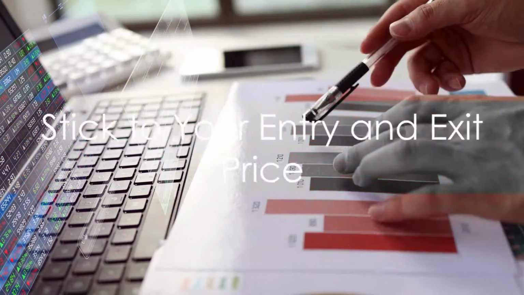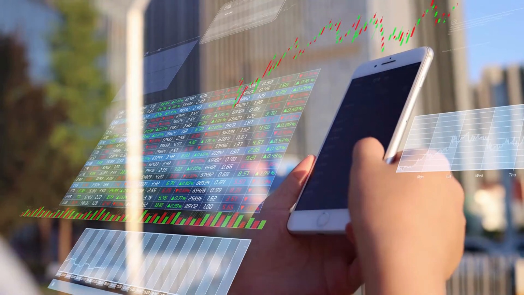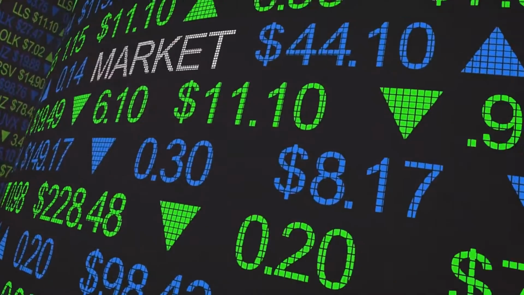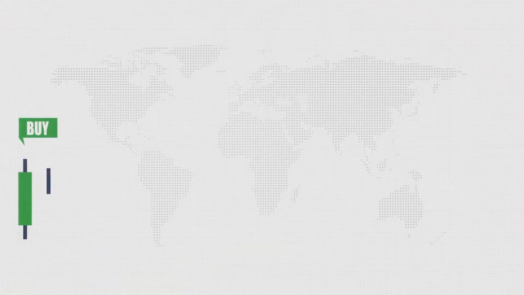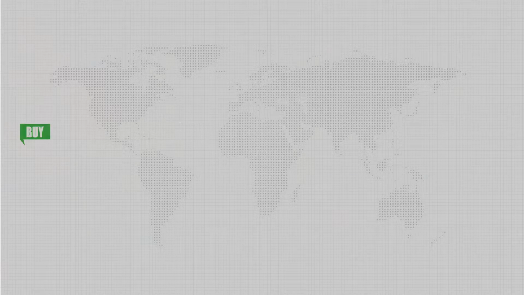Ever found yourself second-guessing your decisions post-execution? It happens more often than you'd think. Doubts creep in, and you start thinking that maybe your entry point wasn't as good as you initially believed. This is where sticking to your pre-decided entry and exit prices comes into play. It's all about discipline, about not letting your emotions interfere with your trading strategy.